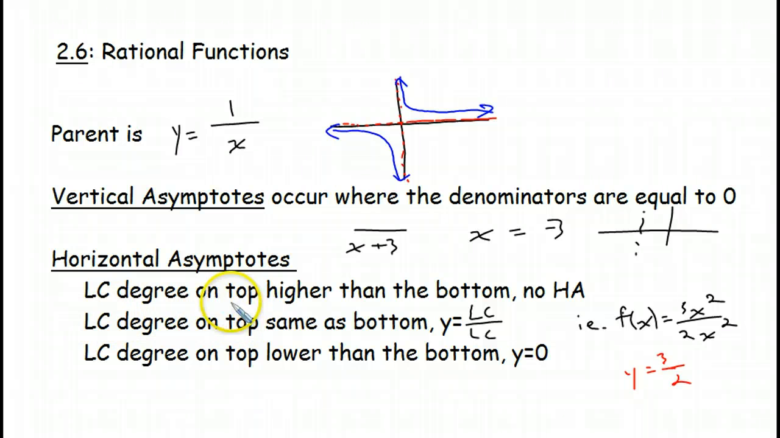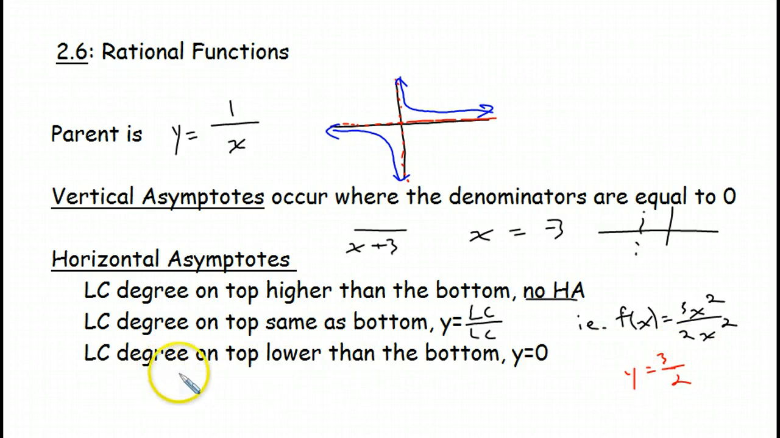If the leading coefficient on top is higher than the bottom, what that means is I'm talking about the degree. So if I have 3x cubed over 2x squared, then there is no horizontal asymptote to draw. If the leading coefficient degree on top is the same as the bottom, as in this case where I have 3x squared over 2x squared, then the leading coefficient over the leading coefficient is your horizontal asymptote. So in this case we have 3 over 2, so there's our horizontal asymptote, y equals 3 over 2.